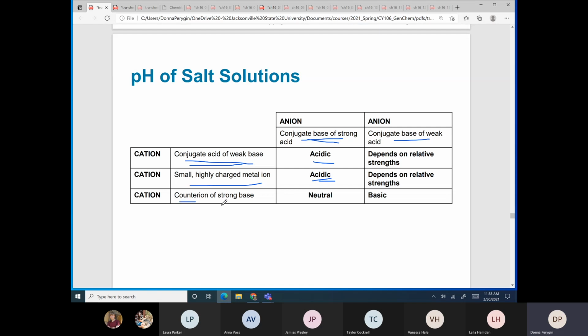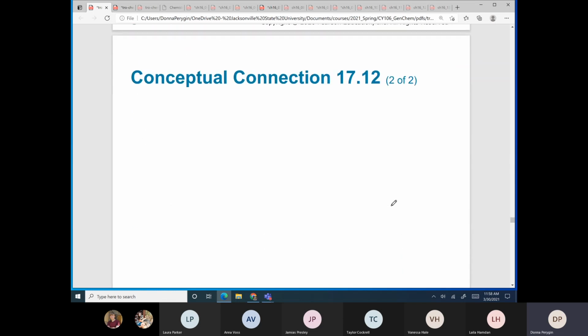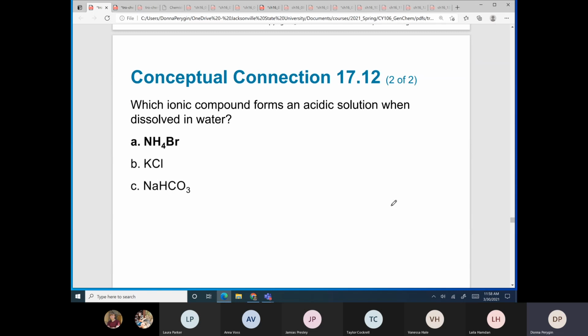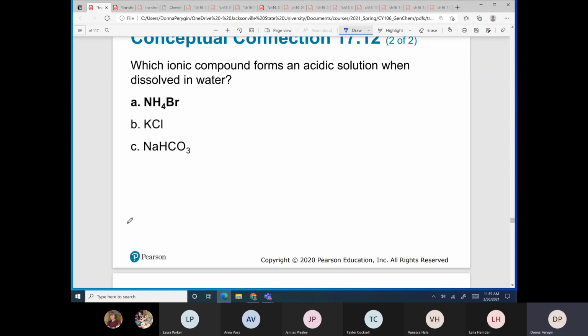All right, if the cation is a counterion of a strong base, and the anion is a conjugate base of a strong acid, then you get a neutral solution. Or if it's a conjugate base of a weak acid, then it becomes basic. So let's look at some examples here. Which ionic compound forms an acidic solution when dissolved in water? Okay, so which of these forms an acidic solution?